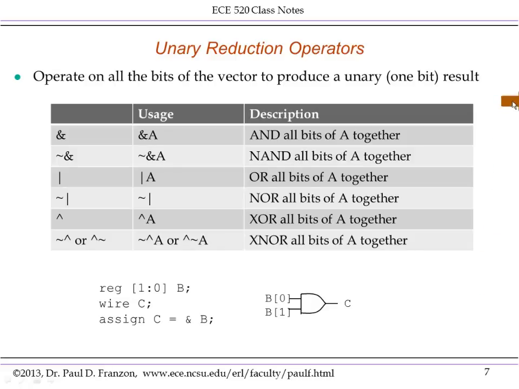Next one is a little different. It's a unary reduction operator. What this does is take all the bits of the vector and produces a unary or 1-bit result. So for example, you can AND all the bits together, NAND, OR, NOR, or XOR. This is actually quite handy. Here's an example. C equals ampersand B, where B is 2 bits wide. What it's producing is a 2-input AND gate, taking the vector B, producing the 1-bit result C.